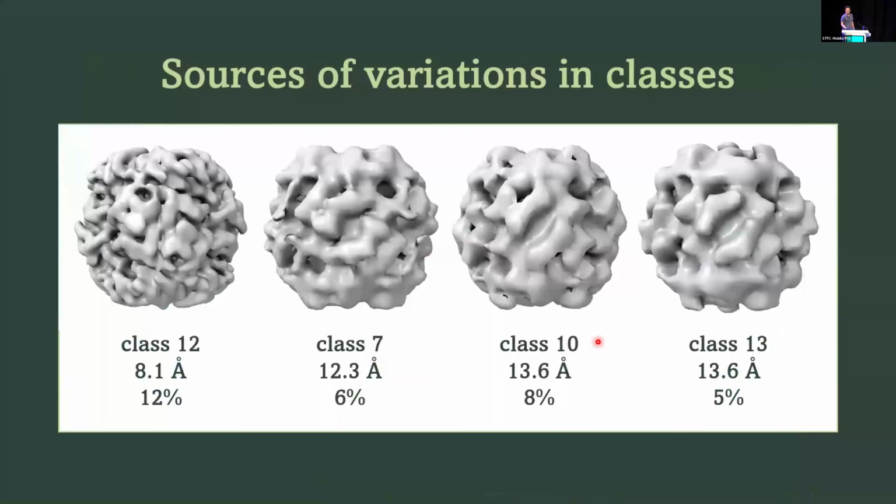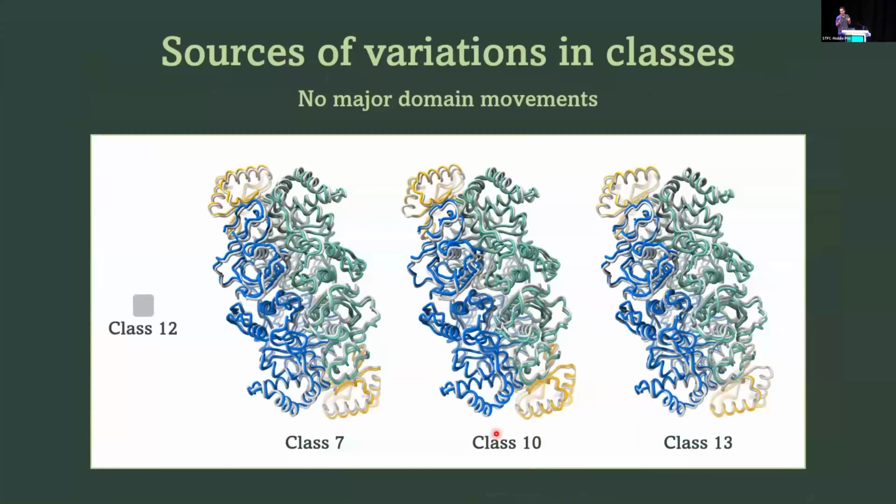Okay, and then we went on to characterize the best resolved classes. We couldn't characterize all classes, but at least the best resolved ones. These are class 7, 10, and 13. And these are their resolutions. If we just dock in the domains and do rigid body fitting, there is no movement, as expected, as predicted.